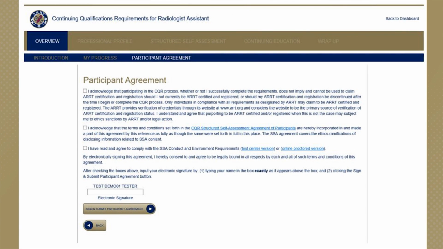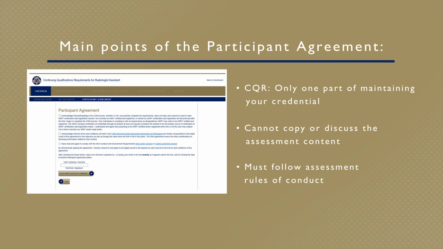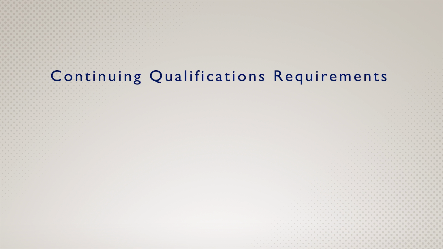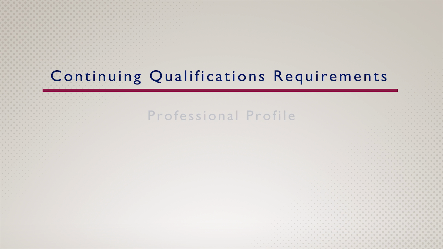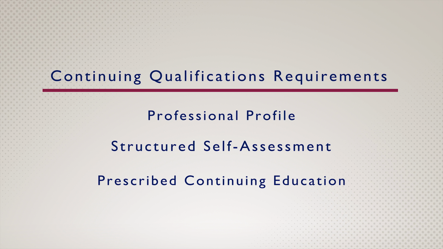Before you begin, you'll need to review and sign a participant agreement. This goes over our expectations and asks you to confirm that you understand and agree to the rules. You're now ready to begin CQR. The process has 3 stages: the professional profile, the structured self-assessment, and, if necessary, prescribed continuing education activities.